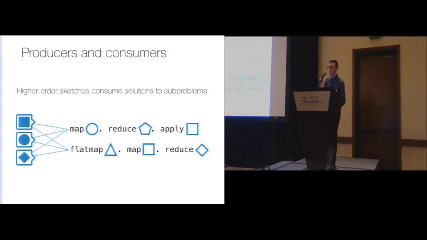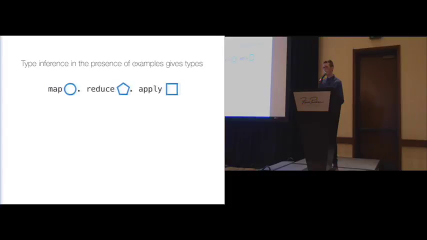So synthesis operates on a producer and consumer model. These higher order sketches act as the consumer, which are pulling solutions from the producers and combining them to form total programs. To find these subproblems, what we need to do is take every single sketch that we have and evaluate it in the context of the examples to infer the types of the holes to find out what sort of programs we need to actually fill in.